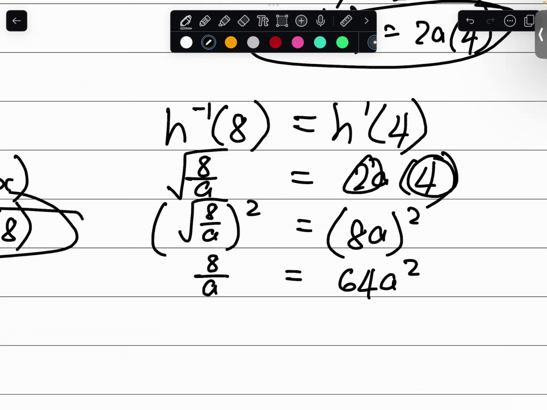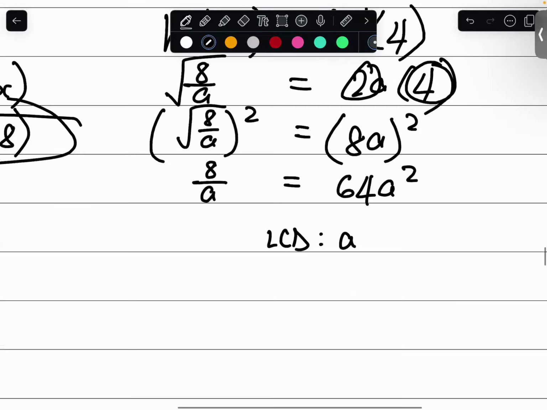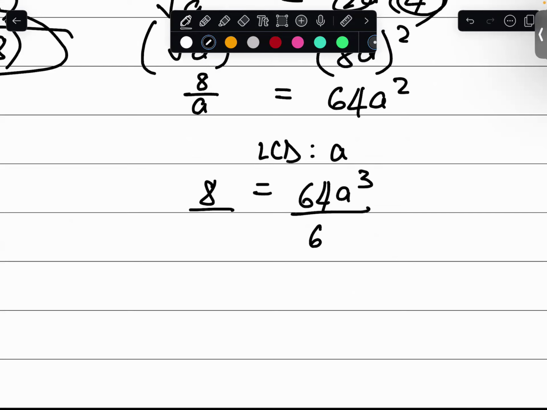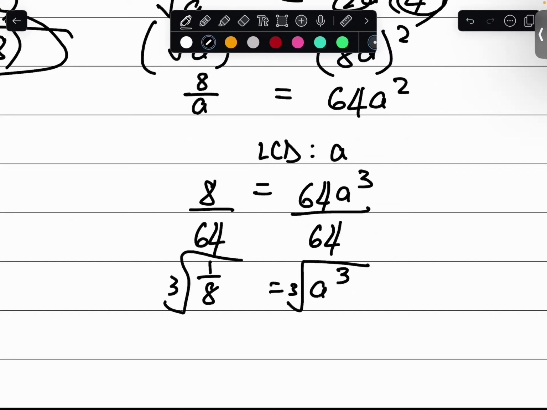Then again, another thing that's stressing me out is a fraction. I hate fractions in my sum, so I find an LCD, meaning I multiply everything in the sum by the denominator that's in my sum. If I multiply this whole thing by a, the a's will cancel, so I'm just left with 8 on this side. And this side, what you do to one side, you must do to the other. So you must also multiply that by a, and that will give you 64a cubed. Now you solve this equation. I'm going to divide both sides by 64. That gives me 1 over 8 is equal to a cubed. Then you cube root both sides. It gives you 1 over 2 is equal to a. So a is equal to a half.